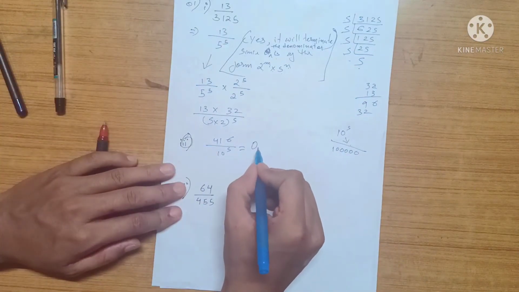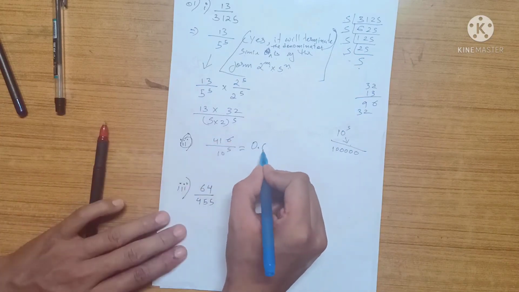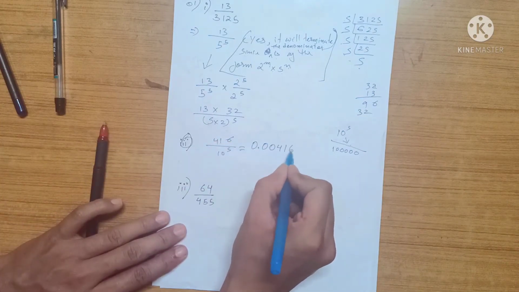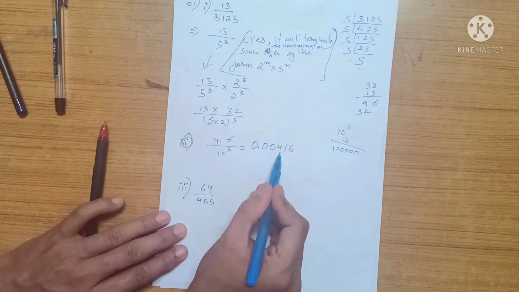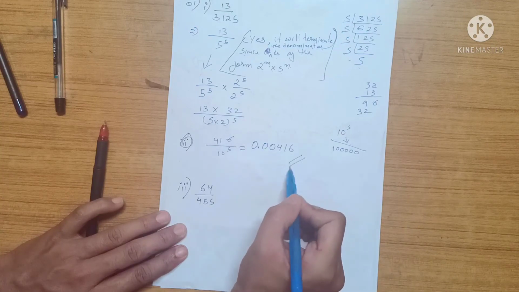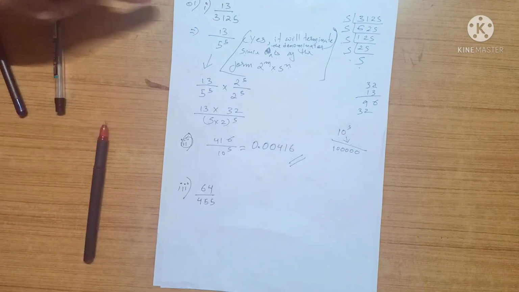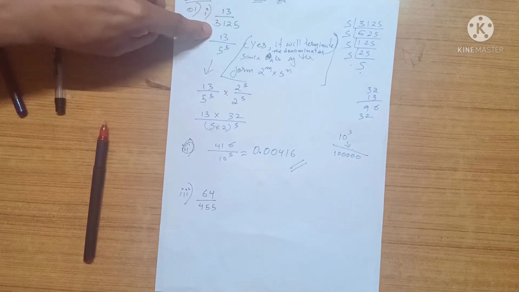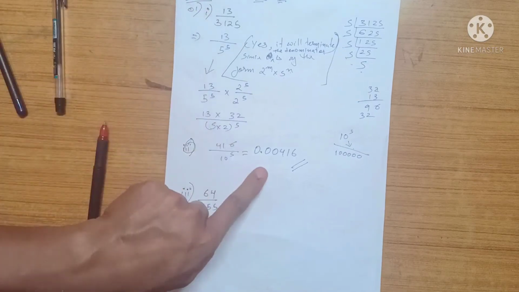So you're going to write 0 point, since there's 3 numbers, we need 2 more numbers. So 0 0 4 1 6. That way after the point there are 1 2 3 4 5 numbers. You can literally take out your calculator and try to divide 13 divided by 3125. You will get the exact same thing.